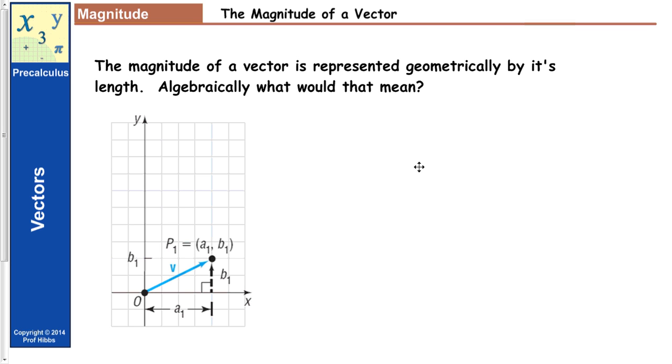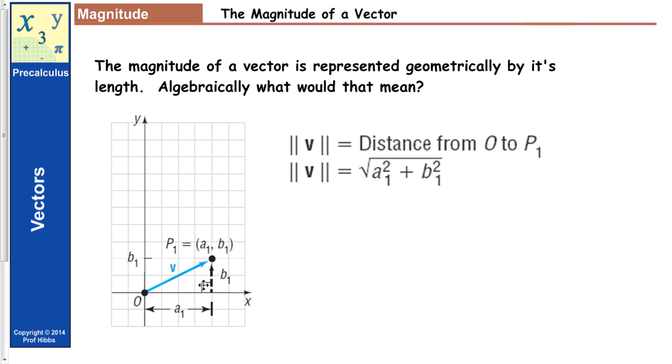It's this distance, and how do we calculate the length? What's the relationship between the length of the hypotenuse and the length of the legs? We square the length of the hypotenuse, and that's equal to the sum of the squares of the legs.